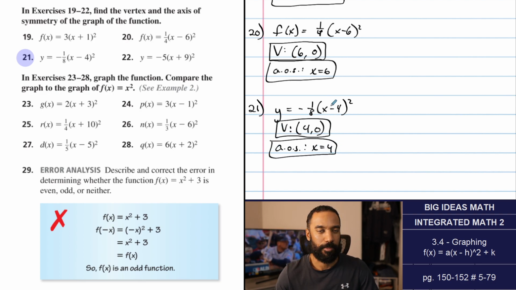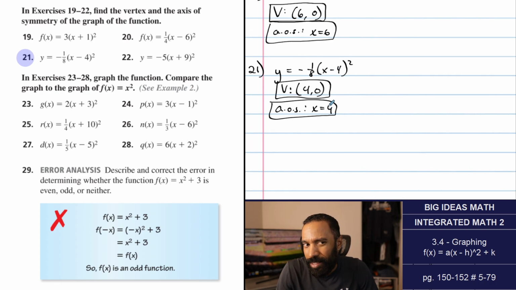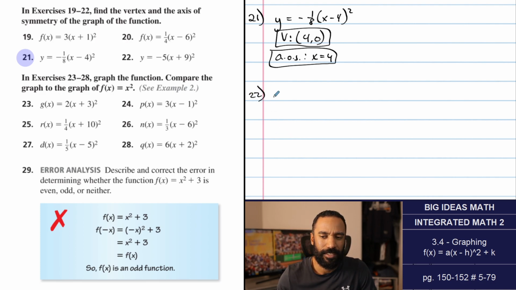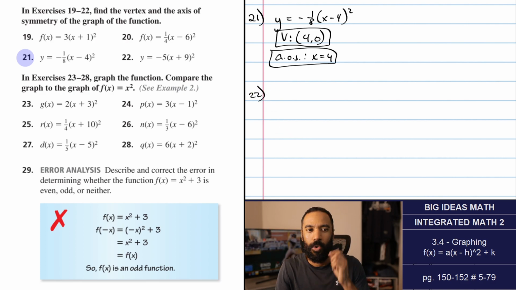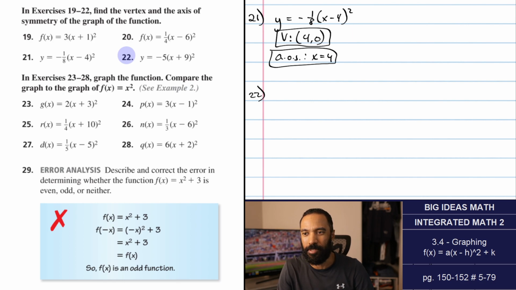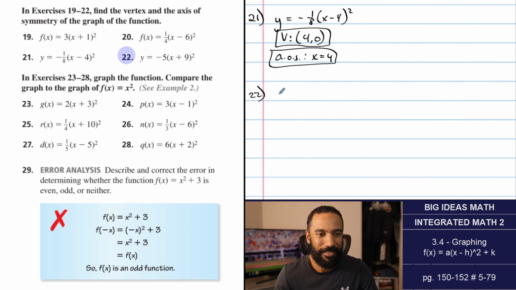I kind of feel like I'm supposed to be graphing this. Find the vertex of the graph of the function. They say find it, they don't say graph it. Number 22, y equals, yeah, because here they say graph, right? And the others they don't. I keep thinking, am I supposed to graph this?